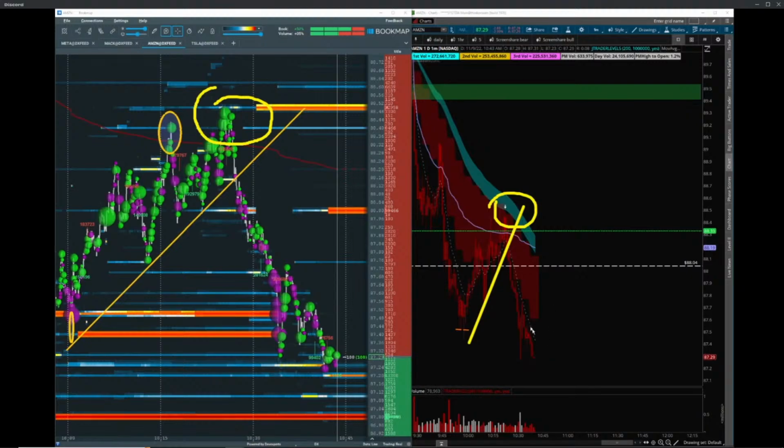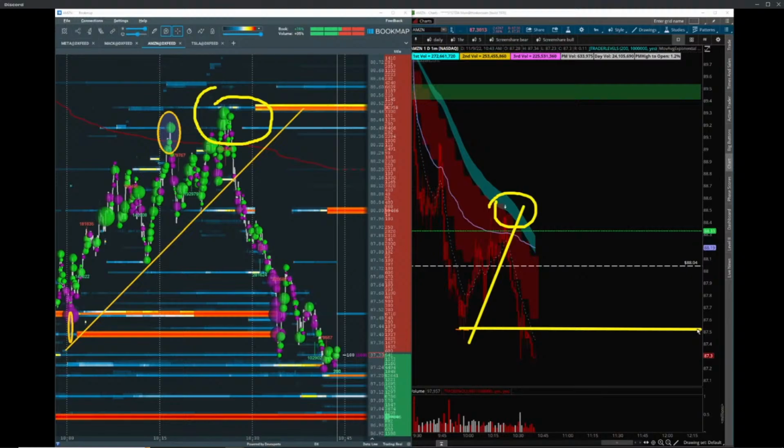So right now we need to see another push. Could be a VWAP, could be ideally this area, but I don't see over here any kind of supply, so we're going to wait.